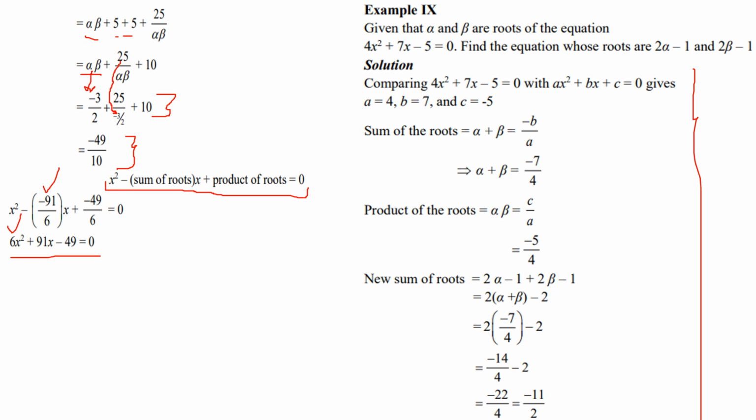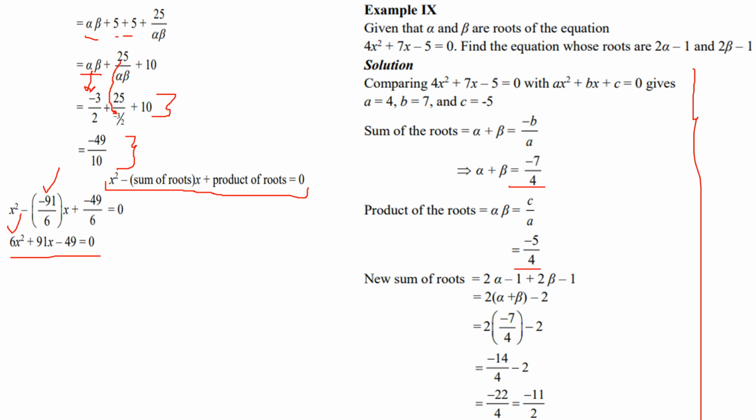That means that your sum of roots, alpha plus beta, is going to be the negative coefficient of x, and the coefficient of x in your equation is 7 over 4. So the negative coefficient of x is going to be your sum of roots. Now in this case it's going to be negative 7 over 4. And your product of roots is the other value without any variable of x attached to it, which is going to be negative 5 over 4.